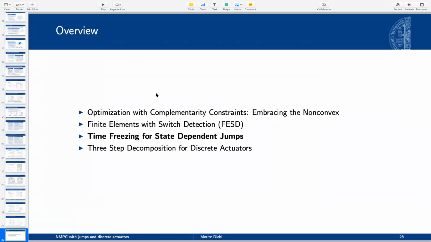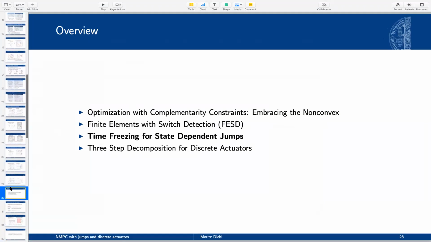Okay, so I want to now share the idea of time freezing with you. Maybe to start, it's a way to transform a system with jumps into a system which just has switches, which is easier, and which we could treat, for example, with finite elements with switch detection.